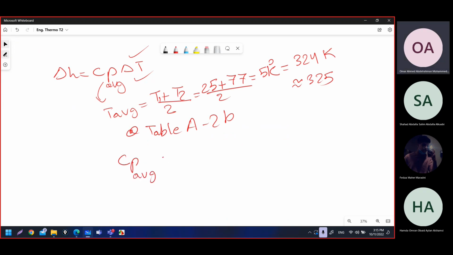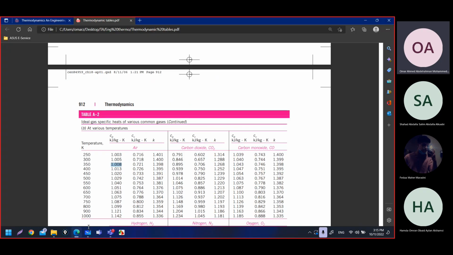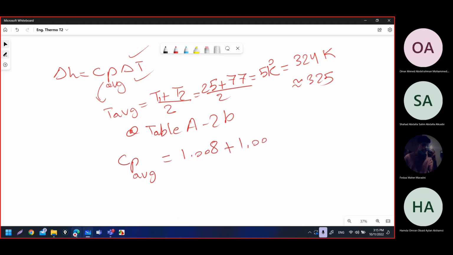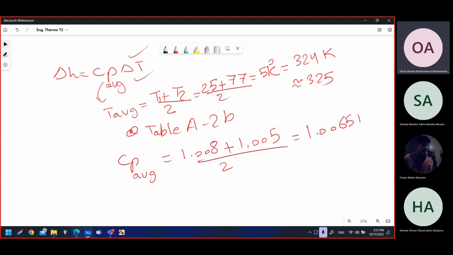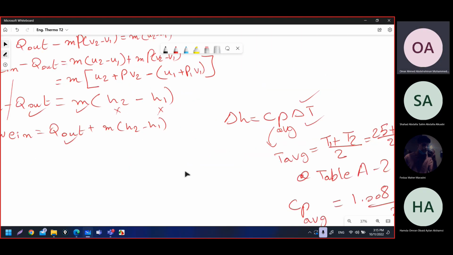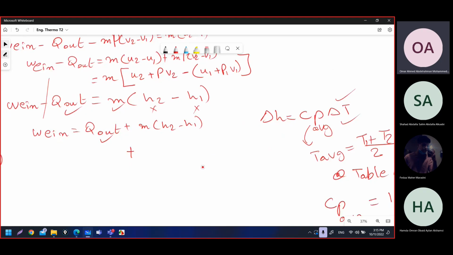So Cp average is equal to 1.008, the Cp at temperature 350, plus 1.005 over 2. And this will give you 1.0065 kilojoule per kilogram Kelvin. So that is my Cp. Now I have Cp. Instead of m(h2 minus h1), I will put m Cp average (T2 minus T1), and I have Q_out given in the question. Now I can find W_in required from me in the question.